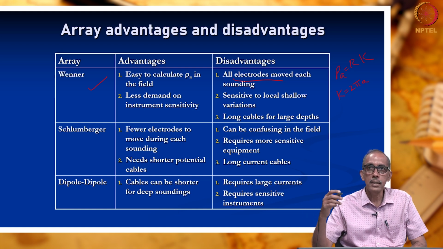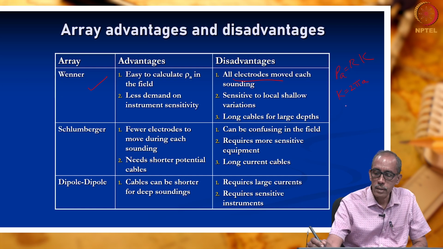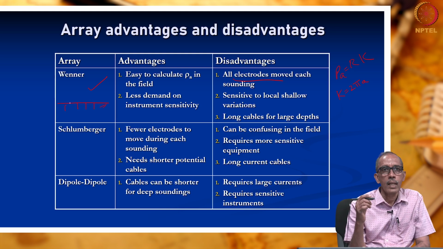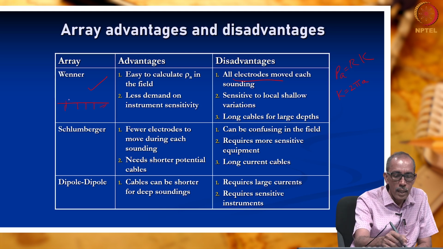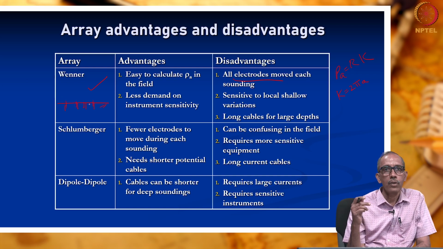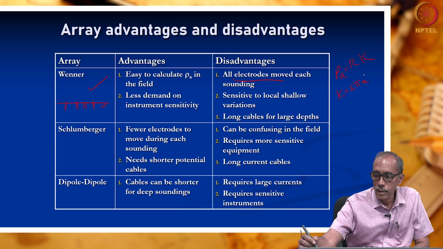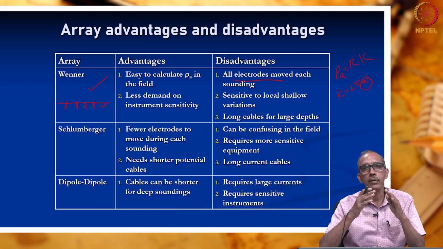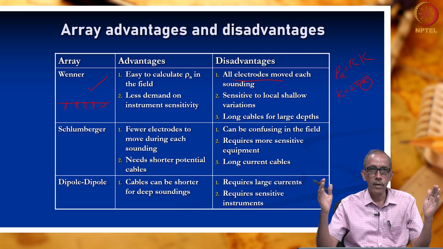The disadvantage is, what is the condition for Wenner configuration? In Wenner configuration, the electrodes have to be kept at equal distance. Suppose this is the ground surface, all the 4 electrodes are kept at the same distance, right. So, the vertical lines are the electrodes, and these 4 electrodes have to be at the same distance. The distance between them is A. Hence, if you want to repeat a measurement for a different distance, it is necessary to move all the 4 electrodes.